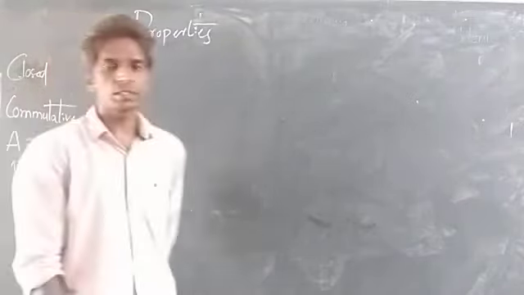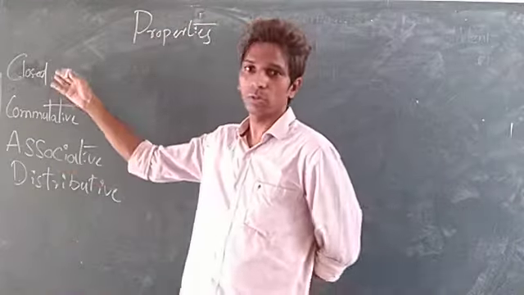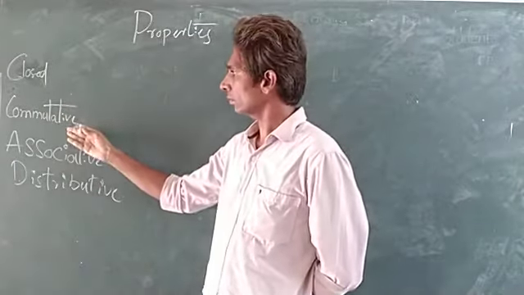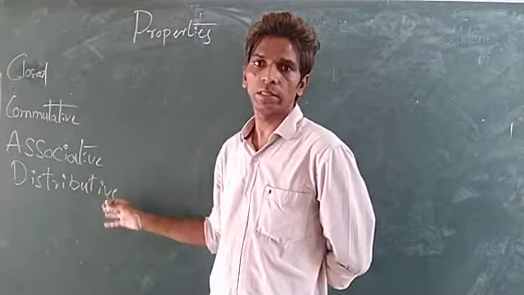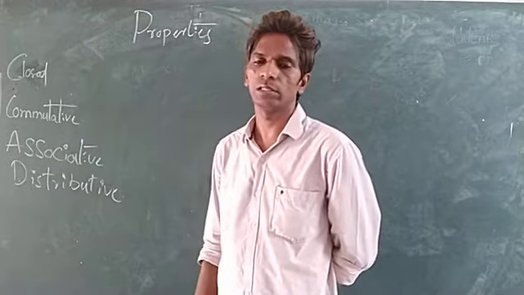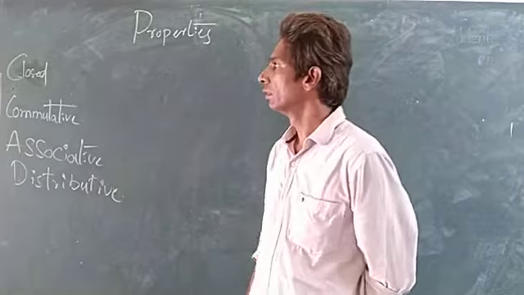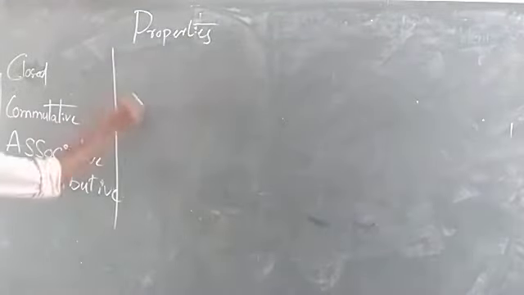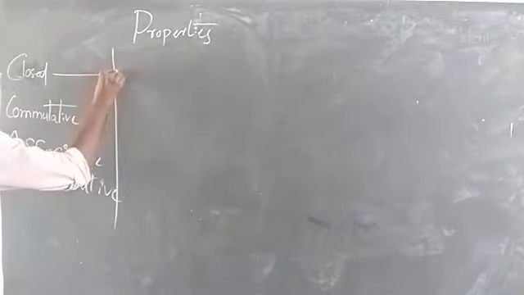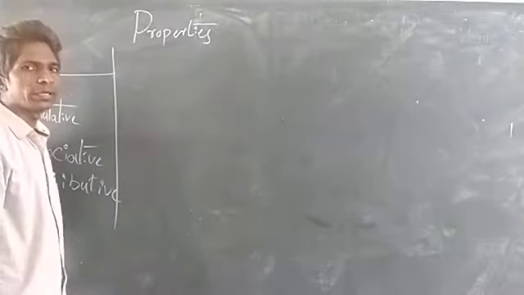So in properties of whole numbers, we have closed property, commutative property, associative property, distribution property. Now these four properties are there. First of all, we will see the closed property.